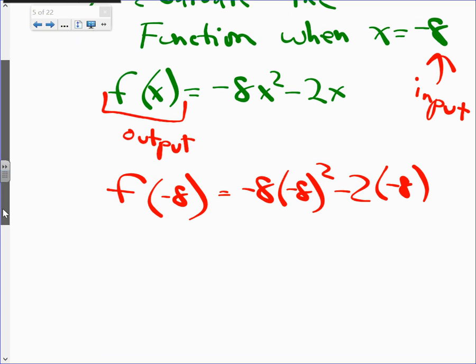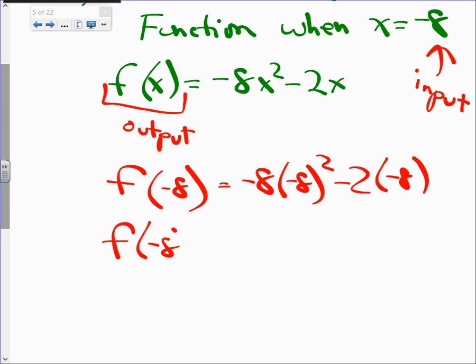So the function at -8 is -8 times +64, correct? We do the exponent first. We just talked about this on warm-up. And then -2 times -8 is +16, right? You with me, I trust? Let's keep going.